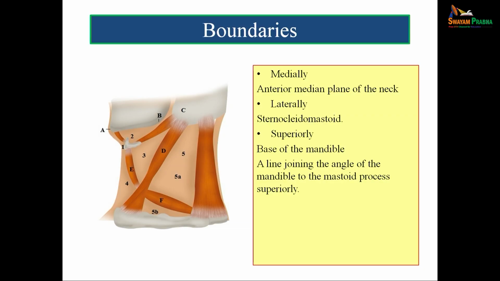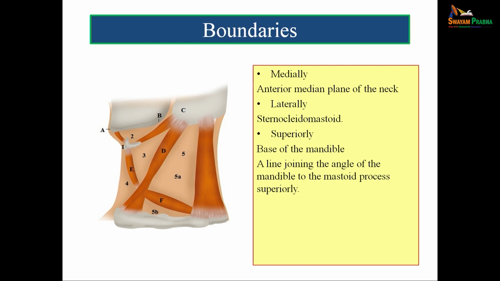So this anterior triangle is further subdivided into smaller triangles, and the basis of division is the digastric muscle and the superior belly of omohyoid. In this particular figure, you can see that the anterior belly of digastric is there, the posterior belly of digastric is there, and the superior belly of omohyoid marked by E is there.